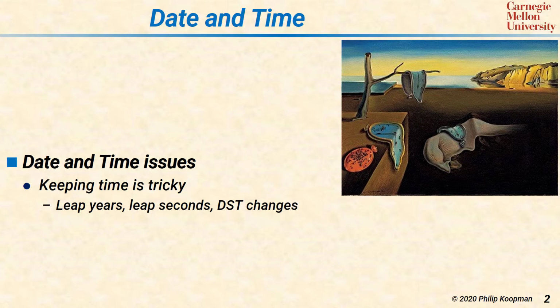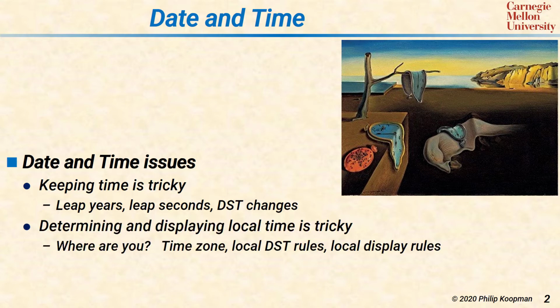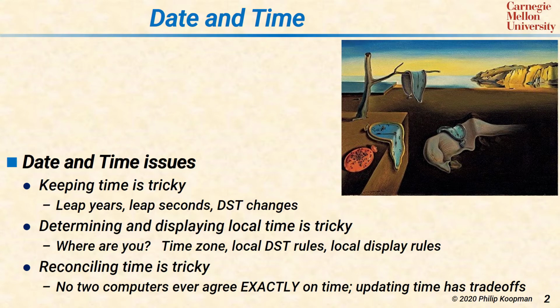There are plenty of date and time issues, and writing embedded software to keep track of date and time is incredibly tricky. Beyond leap years and leap seconds and daylight savings time, you also have to deal with where you are, what time zone you're in, the local daylight savings time rules which change, local display rules, and so on. Reconciling time is tricky, and even if you get all the time zone and timekeeping stuff straight, synchronizing two computers so they can coordinate is very difficult because they never exactly agree on time, they only approximately agree. And so we'll talk about all these issues.